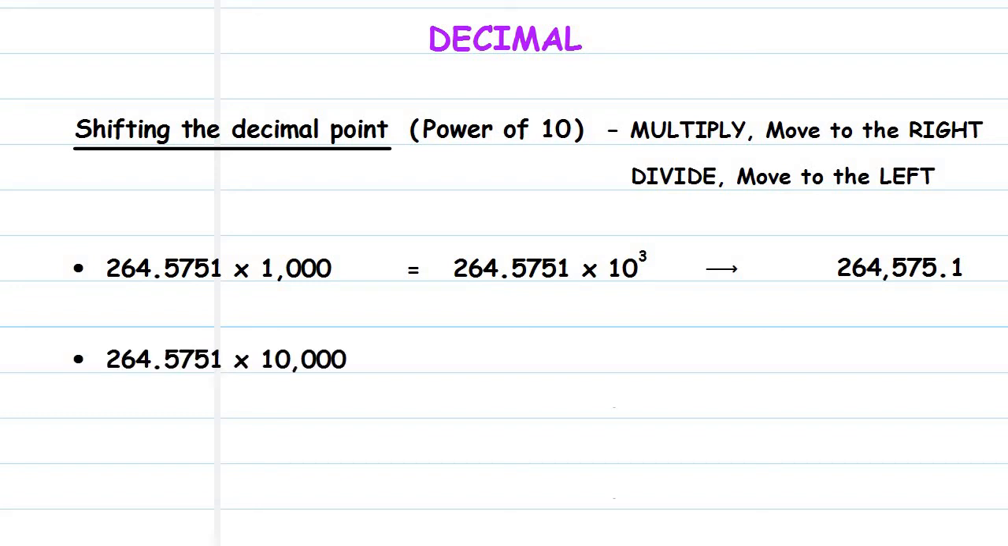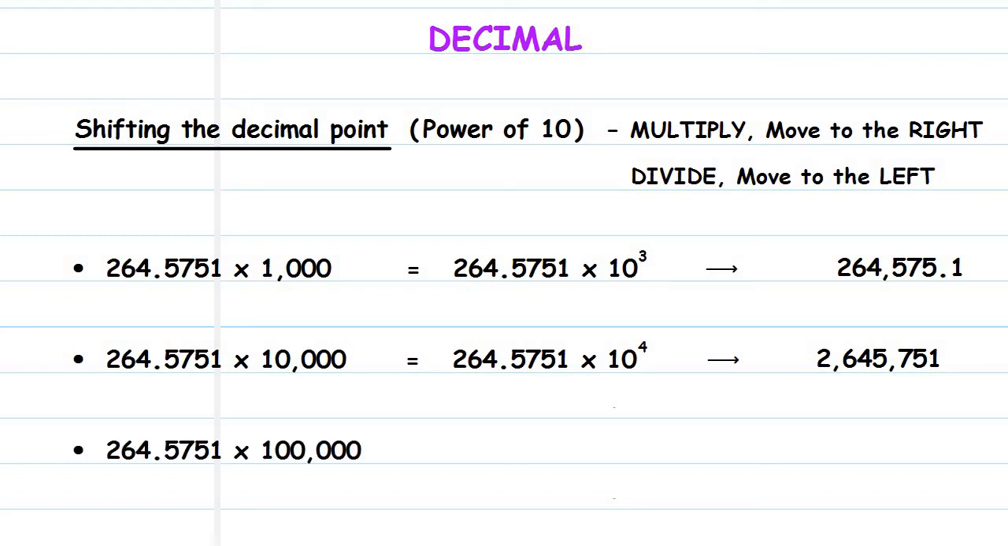Now let's try to multiply the same decimal number by 10,000, or 10 to the fourth. Since we have 4 zeros here, we can move the decimal point 4 times to the right. And the result is gonna be 2,645,751.